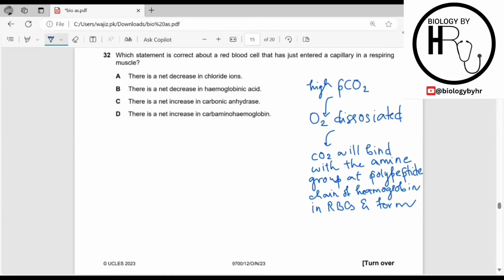Question number 32 says: which statement is correct about the red blood cell that has just entered the capillary in the respiring muscle? We know that red blood cells have the function to transport oxygen. Respiring muscles have a higher partial pressure of carbon dioxide, and because of this high partial pressure of carbon dioxide in the respiring muscles, the oxygen is dissociated from the red blood cell. As this oxygen gets dissociated, the carbon dioxide is going to bind with the amine group at the polypeptide chain of the haemoglobin in the red blood cell, and it is going to form carbaminohaemoglobin.